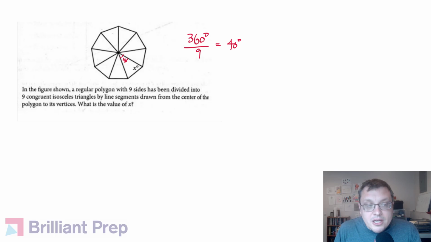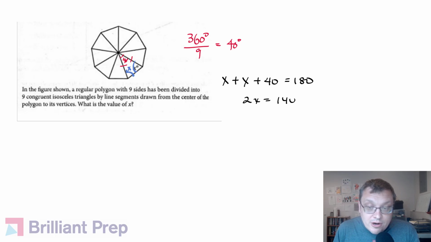And now we know that these triangles are isosceles. So this side equals this side. But importantly for our case, so does this angle equal this angle. So we'll call this angle x as well. And I can create a little equation out of this, because I know my 3 angles, x, x, and 40, must add up to 180. So 2x would equal 140. And so finally, x is equal to 70.